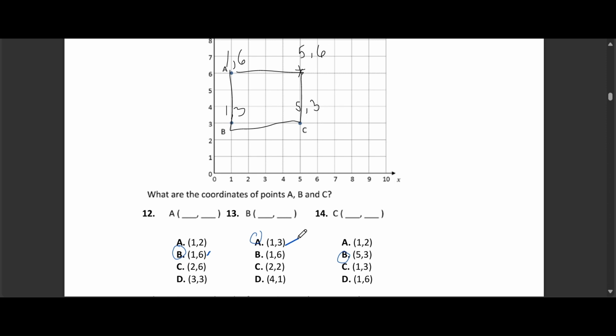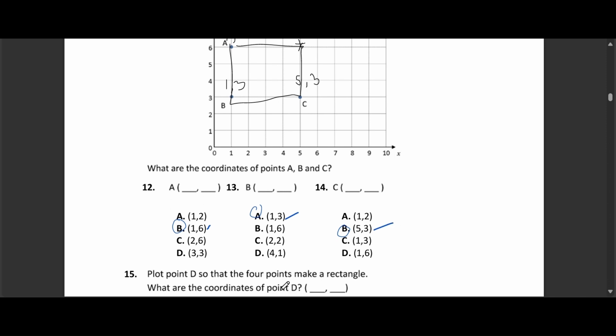Question 14. What are the coordinates of point C? A, 1, 2. B, 5, 3. C, 1, 3. D, 1, 6. The correct answer is option B. Point C is located 5 spaces to the right and 3 spaces up. So the answer is B, 5, 3.